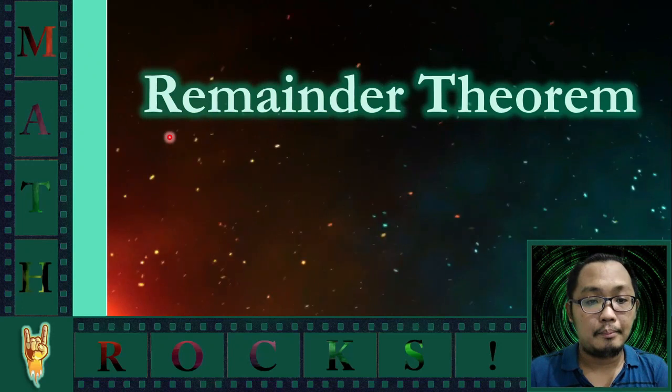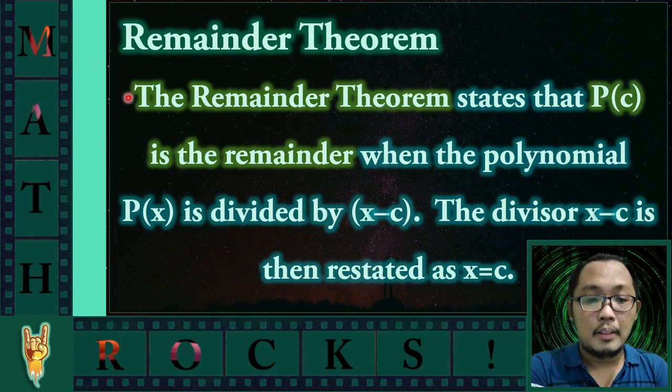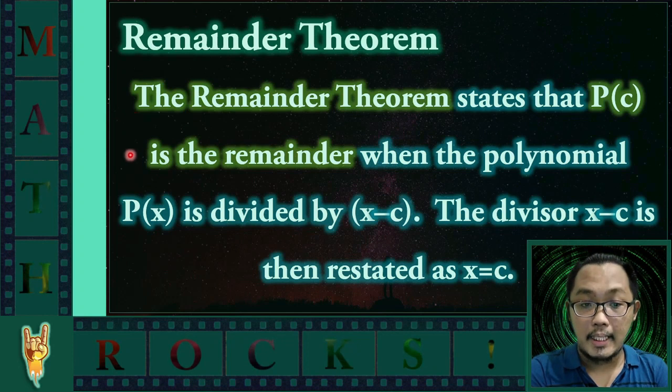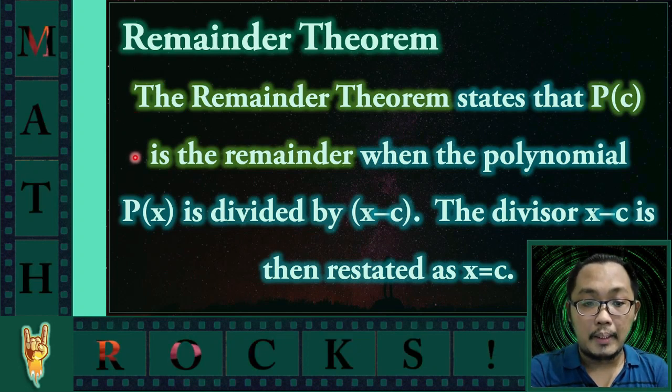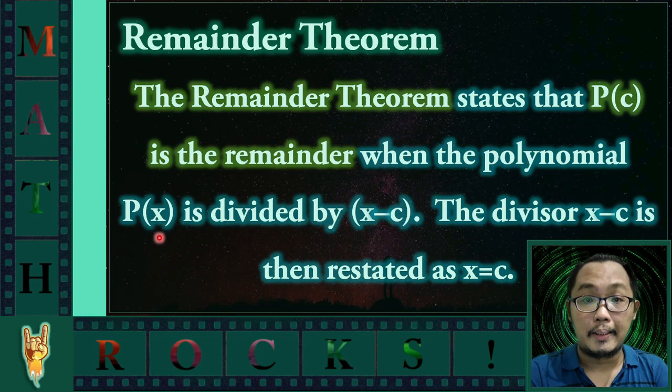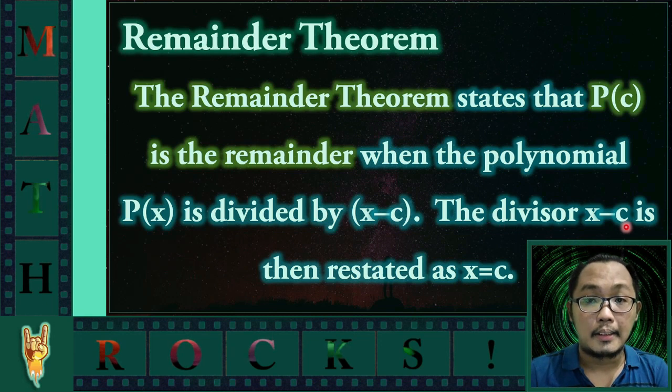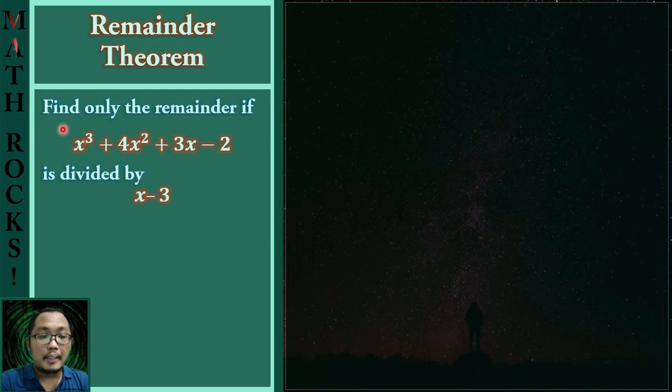Remainder Theorem. The remainder theorem states that P of C is the remainder when the polynomial P of X is divided by X minus C. The divisor X minus C is then restated as X equals C. And let us start with an example.